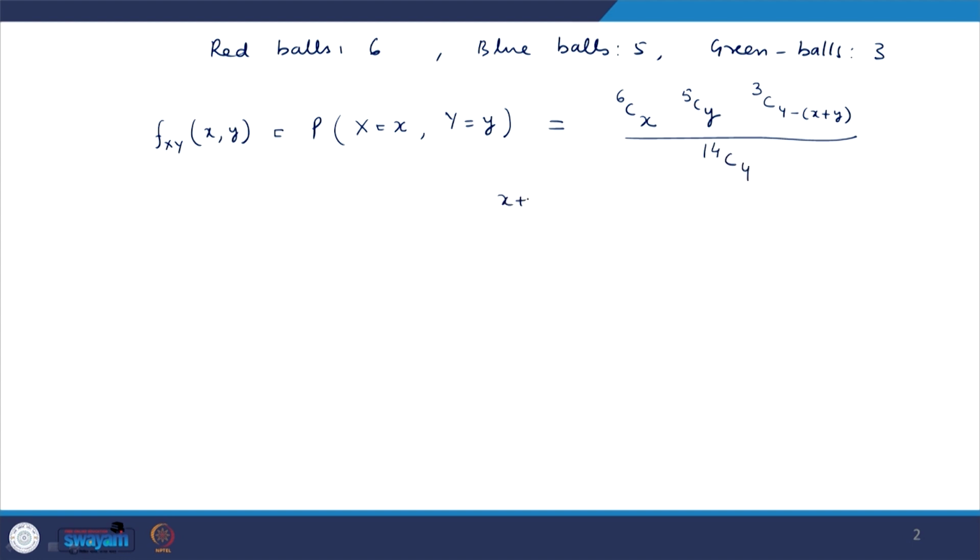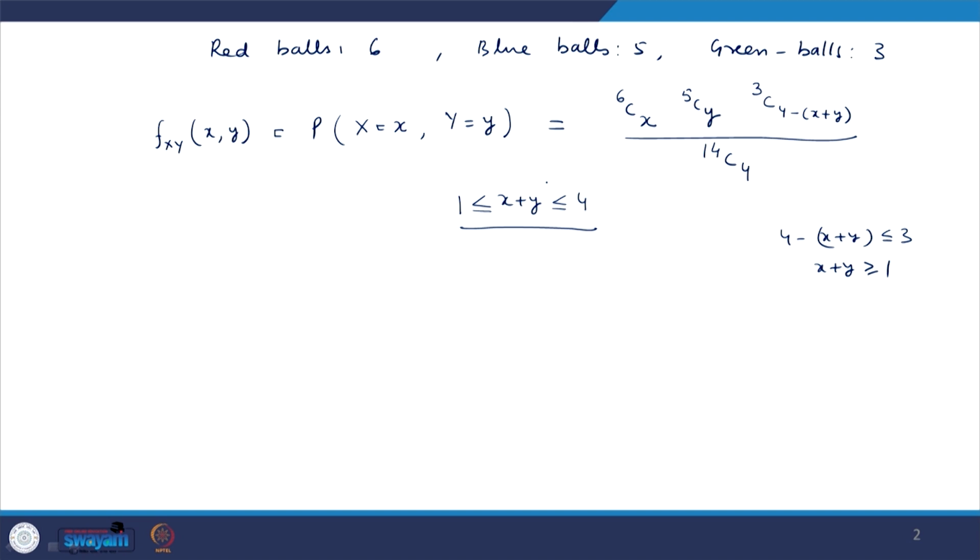Now, of course, x plus y must be less than or equal to 4 and greater than or equal to 1, because the maximum value the remaining part can take is 3. That means 4 minus (x plus y) should be less than or equal to 3, so x plus y should be greater than or equal to 1. So, this is basically the joint distribution function, the joint PMF of X and Y.